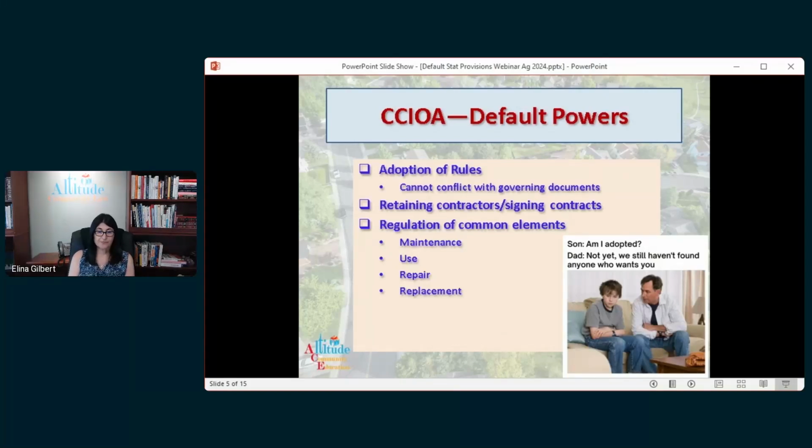Adoption of rules. CCIOA actually says, unless your document's prohibited, the association can adopt rules. And that means there's no homeowner approval associated with that. A lot of times we see owners getting upset with their boards for adopting certain rules, and they try to argue that the association doesn't have authority to adopt these rules because there's maybe nothing in the governing documents that talks about rules or that there's authority to do that. And in those cases, we say, well, you're right, there's nothing in the governing documents, but statutory rights do allow us to do this.